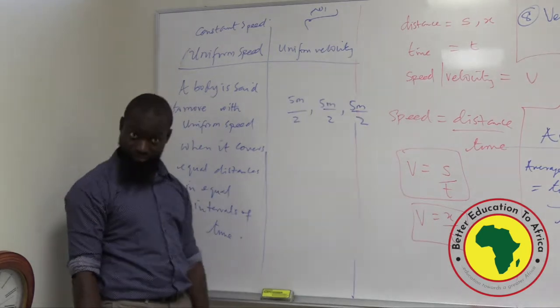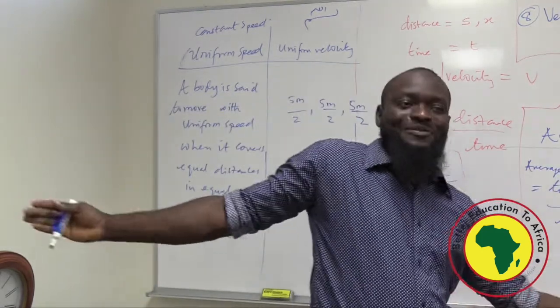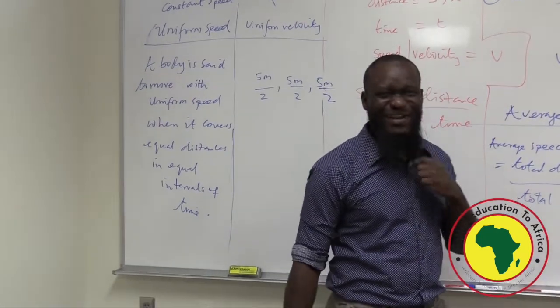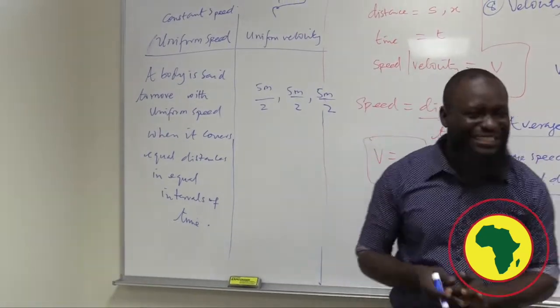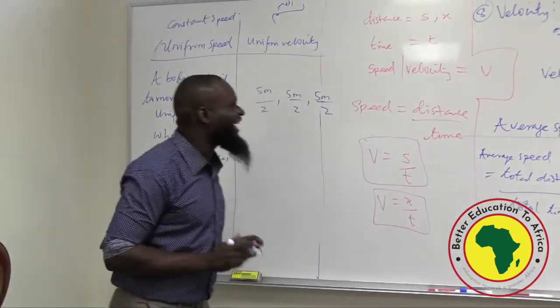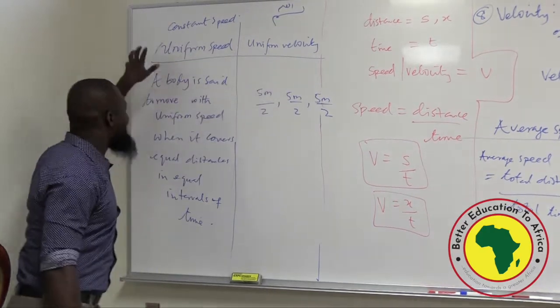So the same for uniform velocity: you cover equal displacements in equal intervals of time. Are you there? Are we there? Yes. It's uniform velocity and uniform speed.